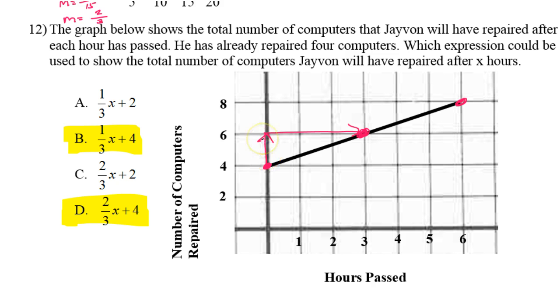Now my rise is not 1. I'm going from 4 to 6, that's up 2. That's a rise of 2. Now my run, I'm going from 0 to 3, so that really is just 3. This is just counting by 1. So it's up 2 over 3, not up 1 over 3. That tells us that the correct answer is D, because it's 2 over 3, not 1 over 3. So the answer is D.